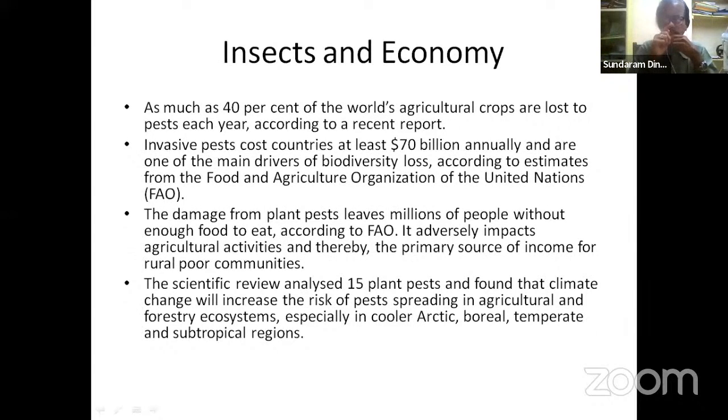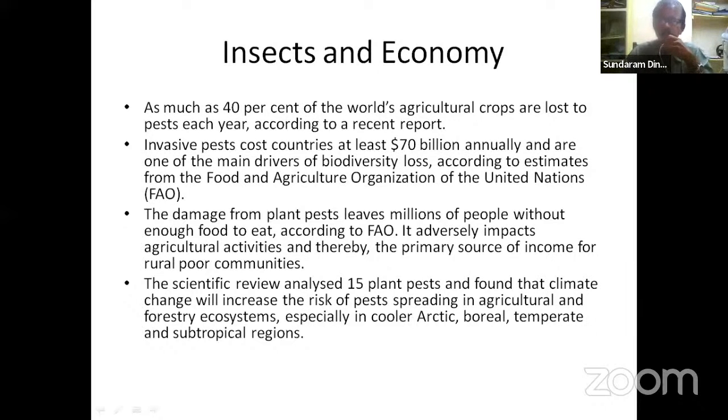So the population who started the migration may be different, and the population which reaches the destination may be different. They might have crossed several generations during the migration. So migration happens not only in butterflies, but also in other species.